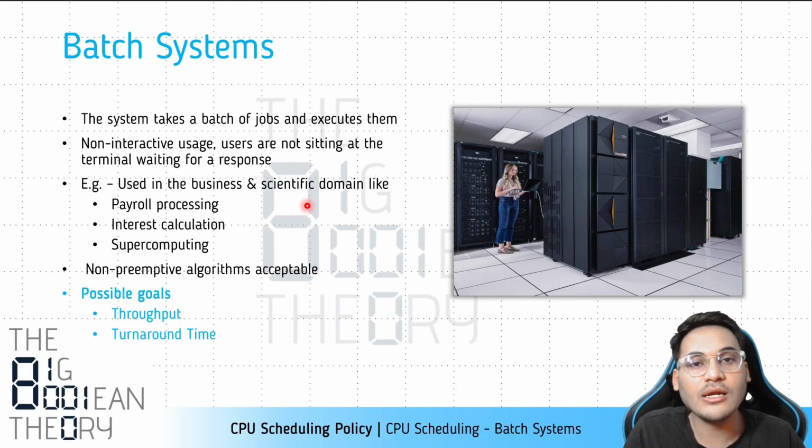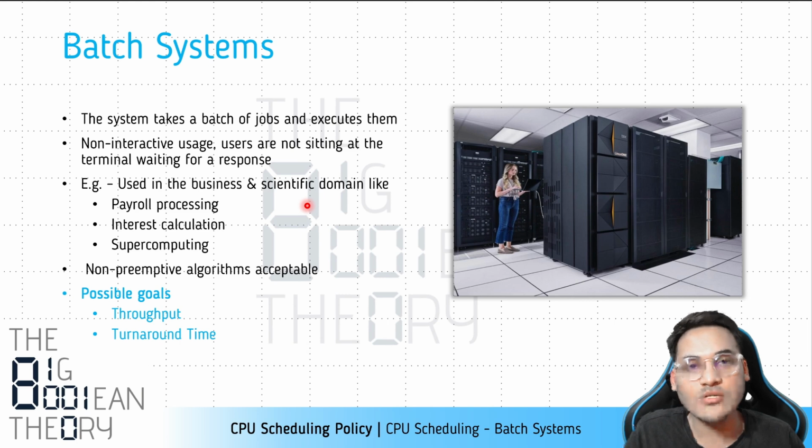Like I'm currently shooting this video, I'm sitting in front of a computer system, it's a personal computer, right? Whereas in the case of a batch system, there is no user sitting in front of the terminal and interacting with it directly, right? So in batch systems, obviously there would be some kind of user or operator submitting the jobs, or it could also be automated or scheduled.